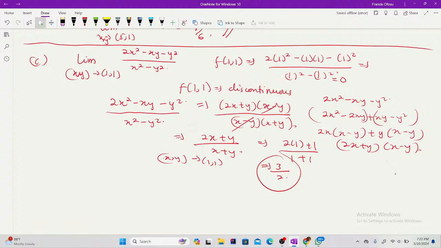So this is a typical example of situations where your function will be discontinuous at a particular point where you want to find a limit. Therefore, there should be adjustments to the function so that we can take away the discontinuity at that point. Okay, so this is a typical example of what I'm saying.